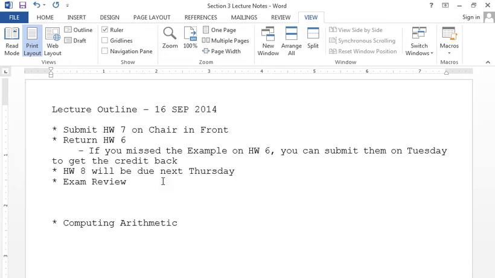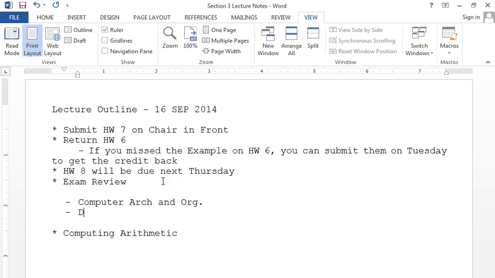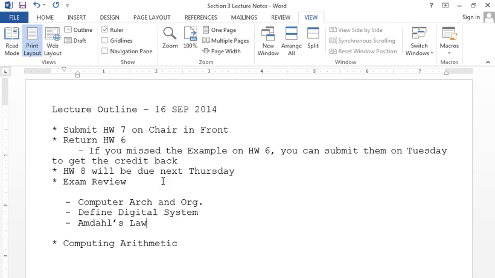So let me ask you, what do you think will be on the exam? Computer architecture and organization. Right? Define and differentiate between computer architecture and computer organization. Yep. Define digital system. Amdahl's law. The CPI and instructions. And the speedup.